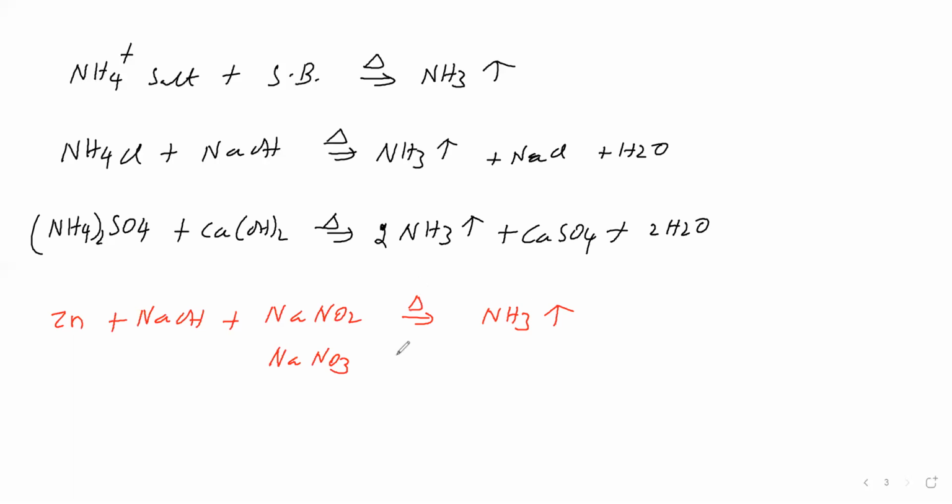Ammonia gas is liberated in both cases. Nitrite is giving ammonia, nitrate also giving ammonia. Set. What is the equation? That we'll see. Now, this zinc with sodium hydroxide, what will we get? Zinc with sodium hydroxide, we will get zincate.